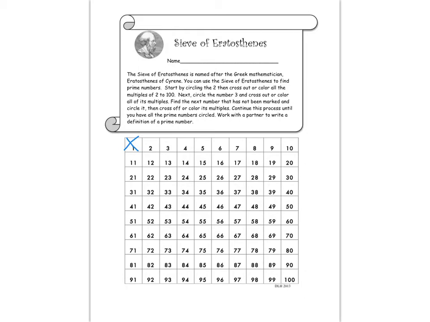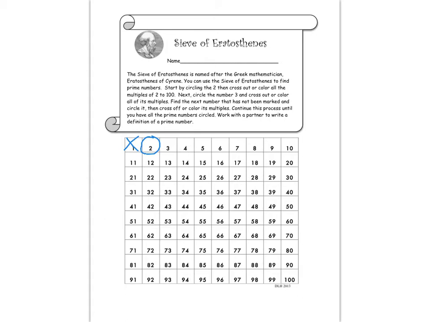Our first prime number is 2. So we're going to circle 2. It is our smallest prime number and the only even prime number. So we are going to cross out any number out of this 100 that is divisible by 2 because they will not be considered prime. So based upon our divisibility rules, any number that ends in 2, 4, 6, 8, or 0 is divisible by 2.